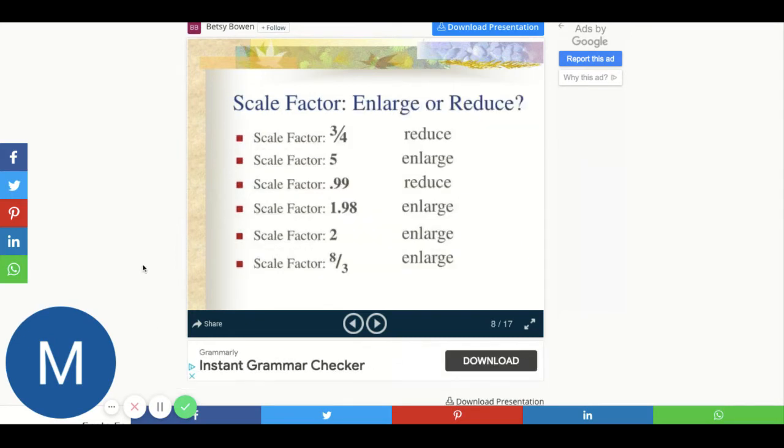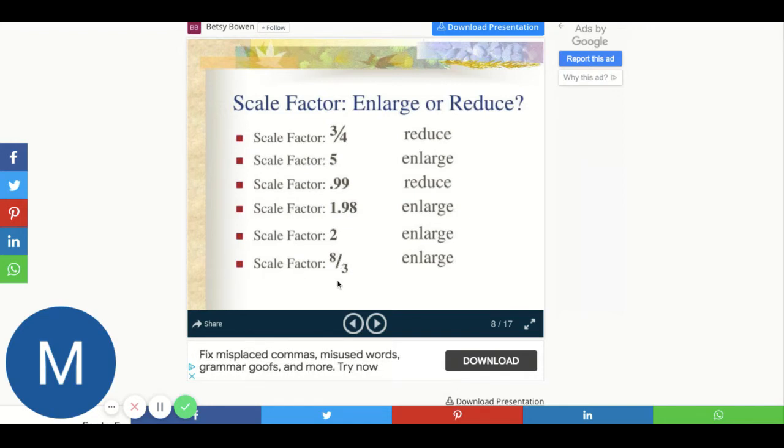Let's look at some examples of enlarging or reducing scale factors. We see that 3/4 is less than 1, thus giving us a reduction. Scale factor of 5, more than 1, is going to be enlarged. Scale factor of 0.99, less than 1, reduce. 1.98, more than 1, enlarge. 2, more than 1, enlarge. And then we have an improper fraction of 8/3.